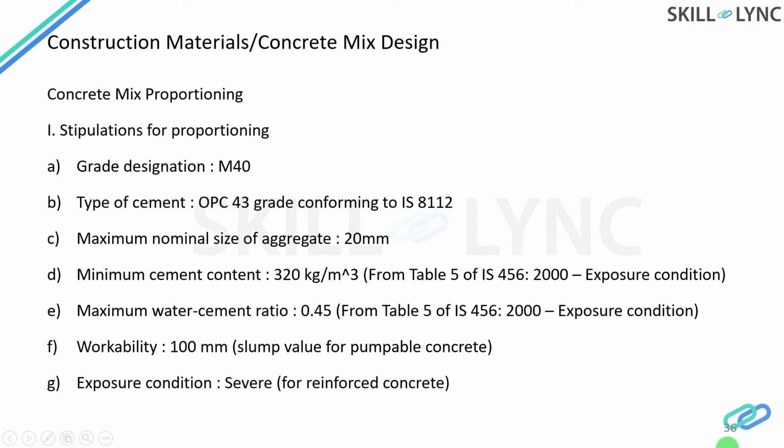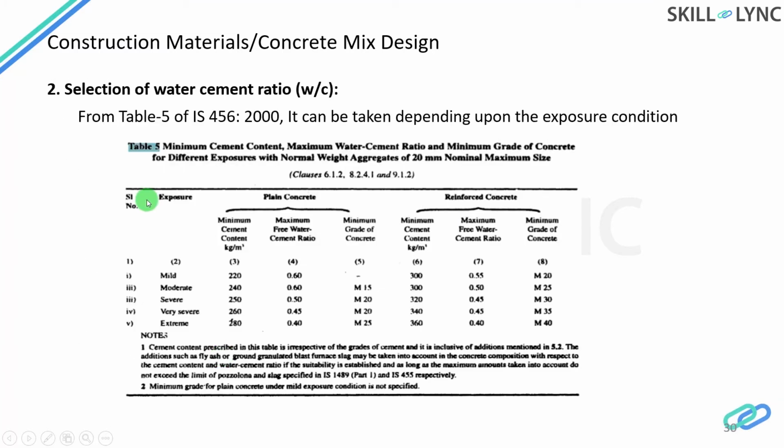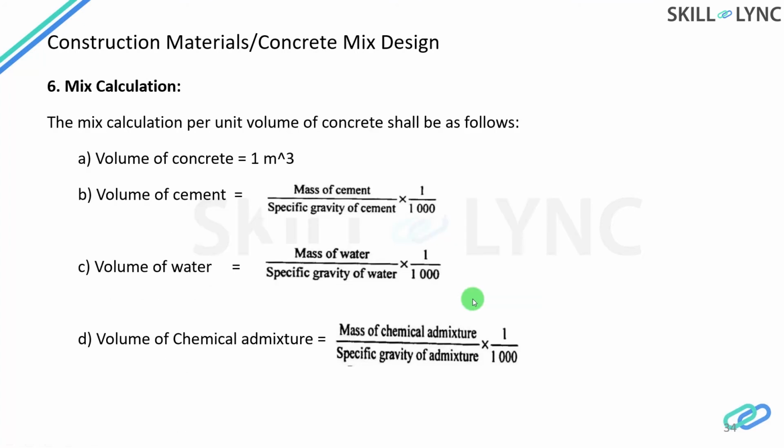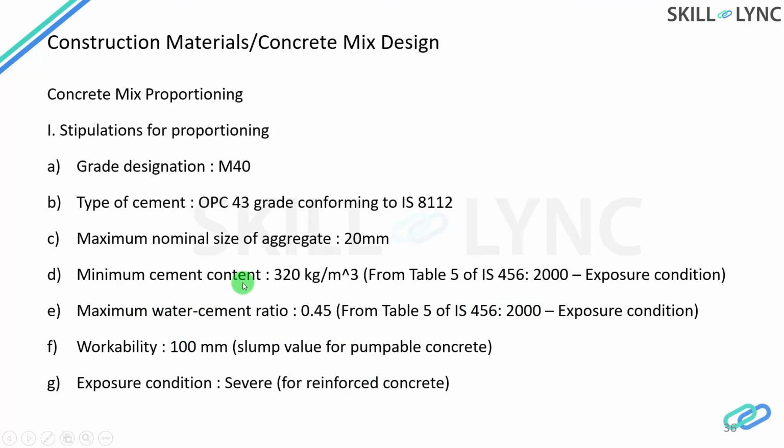The minimum cement content is 320 kg per meter cube, and this value is taken from table 5 of IS 456/2000 depending upon the exposure condition. Here the exposure condition is severe. So if you see table 5 of IS 456 for severe condition, for reinforced concrete, the minimum cement content value is 320 kg per meter cube and the water cement ratio is 0.45. These two values are what I have considered here. The minimum cement content is 320 kg per meter cube and the maximum water cement ratio is 0.45.